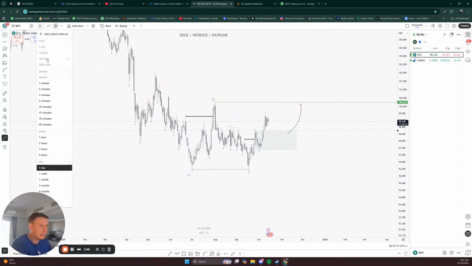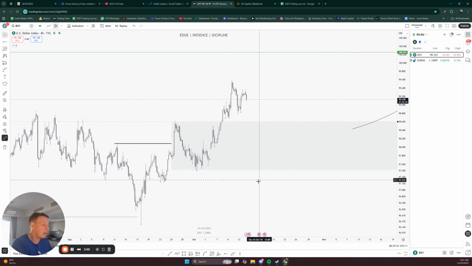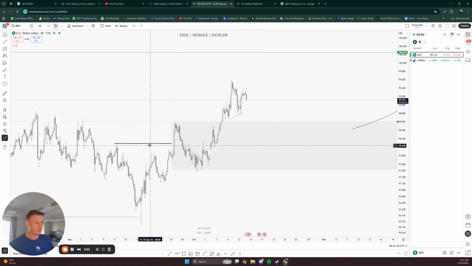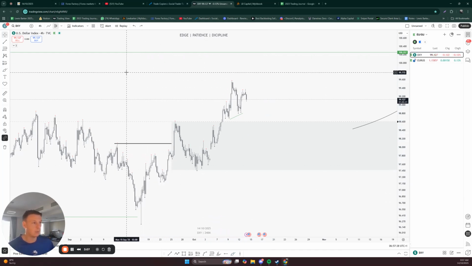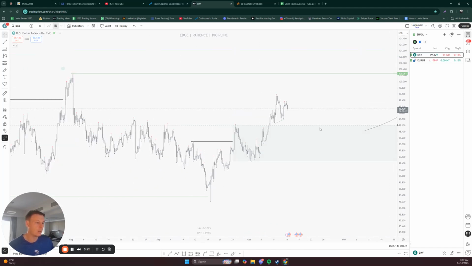I use the daily, and then sometimes if we're a bit unclear, I'll go down onto the 4 hour. But I would like to see these lows go, and we see price push down into this zone here. It's what I would like to see. Will it happen? Maybe, maybe not. Who knows, right? We're predicting. We never know what is going to happen.